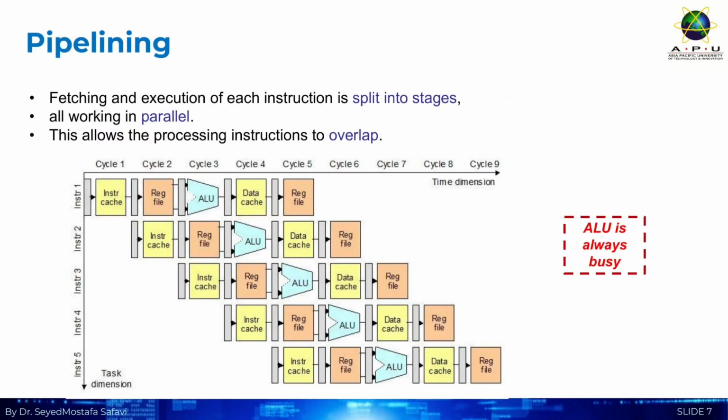Let's solidify the core idea of pipelining. It's all about splitting the work of an instruction into smaller stages: fetch, decode, execute, and having all stages working in parallel. This allows the processing of multiple instructions to overlap. The crucial result? The ALU, the arithmetic logic unit, the brain of the CPU, is always busy. A busy ALU means maximum throughput and speed. This is why pipelining is fundamental to high-performance computing.